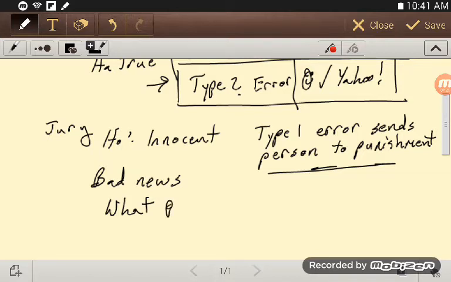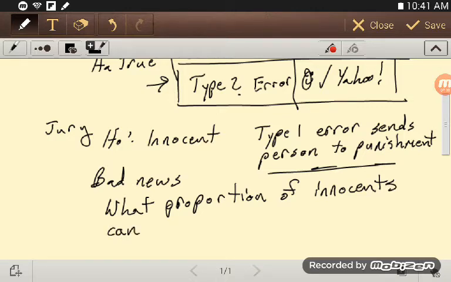What proportion of innocence can I, excuse me, can I live with? So, innocence, as in innocent people, can I live with sending to punishment?